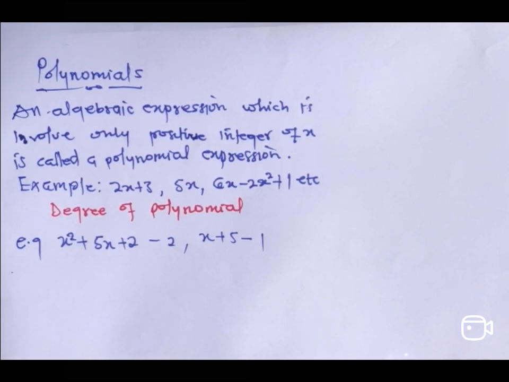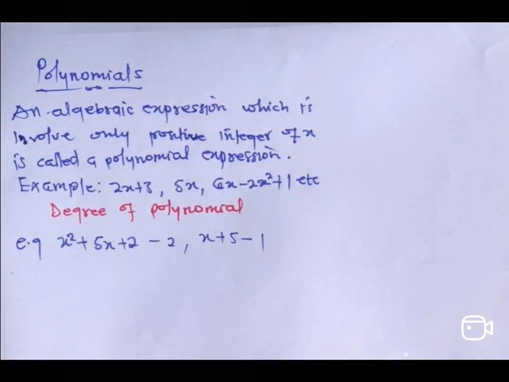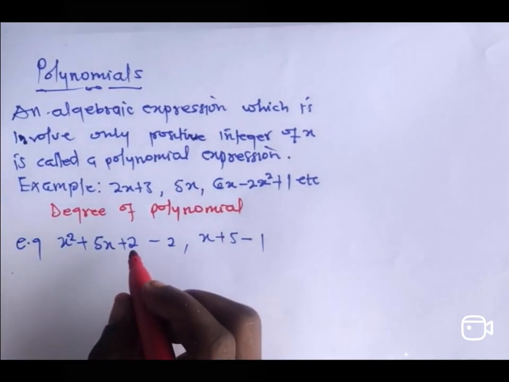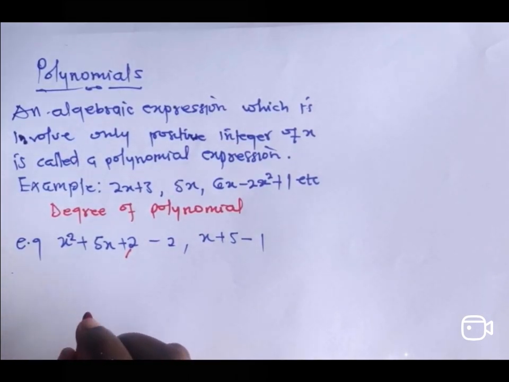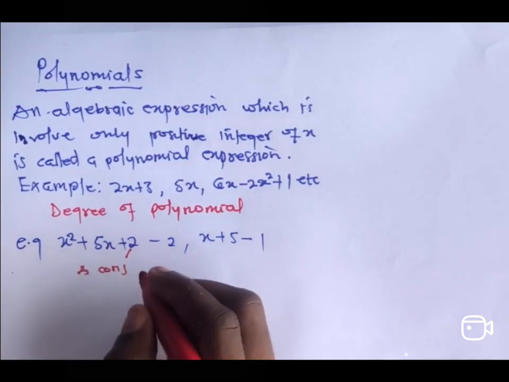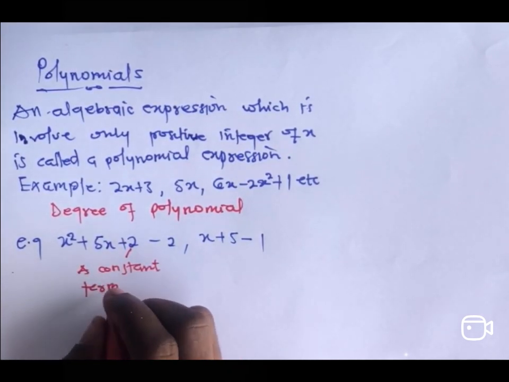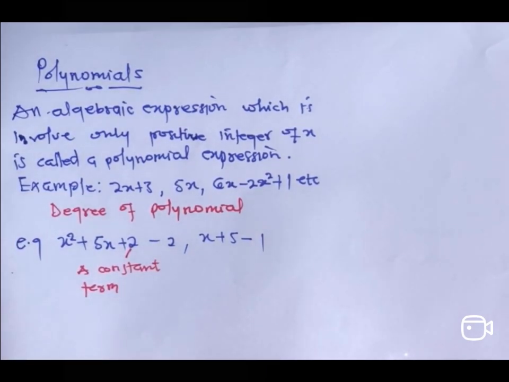If we have a number without a variable, that number is called a constant. Let's look at the example we just used, like this 2. This 2 is without a variable, so it is called a constant term. It's called a constant term.